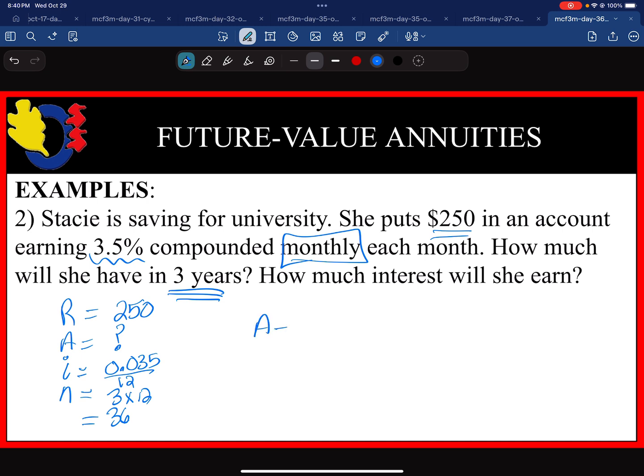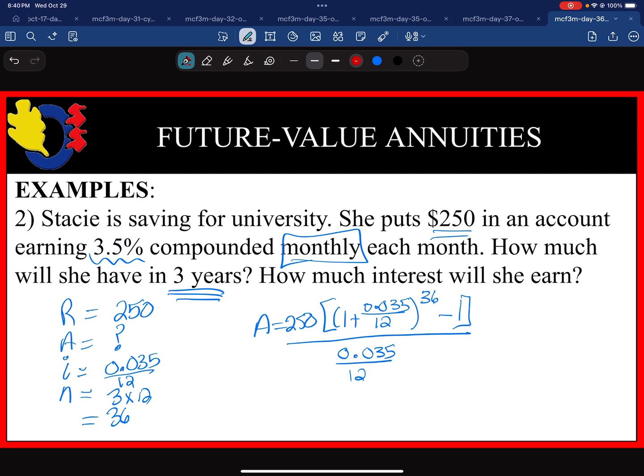Plugging into our formula, A equals 250, big bracket, little bracket, 1 plus 0.035 over 12, close the bracket, exponent 36, subtract 1, close the big bracket, all divided by 0.035 divided by 12. If it's helpful when you're plugging this in, you might want to add some extra brackets to help with your calculator. Some of you will have to figure out the numerator, then the denominator, and then divide. Some of you can just key it in as it appears. Some of you can use brackets on your calculator. So go ahead, plug it in.